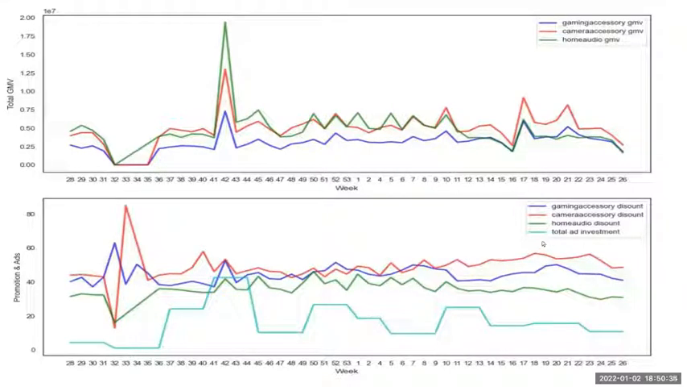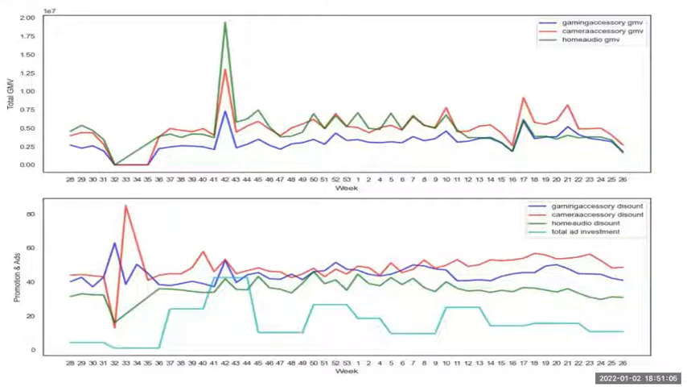You see, total ad investment is kind of high between the weeks of somewhere around 39 to 45, and at the same time you also see a spike in your GMV. So it's kind of obvious. When you increase your ad investment, you get a higher revenue. So that's how you can look into it. This also goes into your model, these features, the promotions and the discounts.